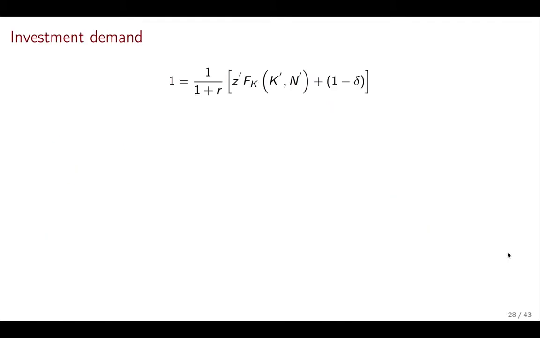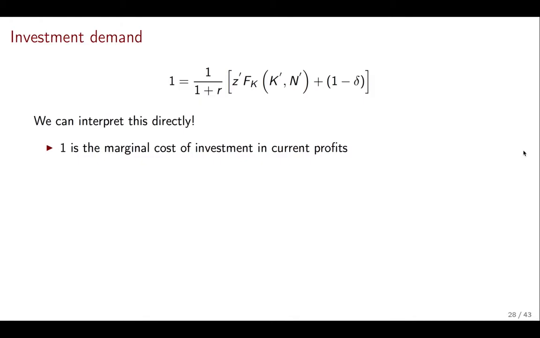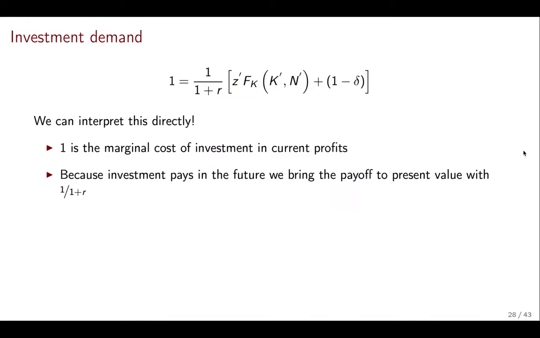All right. What about investment demand? Well, this is just the same equation we had before, just without the derivative here. That's the one I was mentioning a moment ago. We can actually just go ahead and interpret these directly. One is the marginal cost of investment in terms of current profits. Every unit of investment you have is going to cost you one less unit of profits today. Okay, so that's the cost.